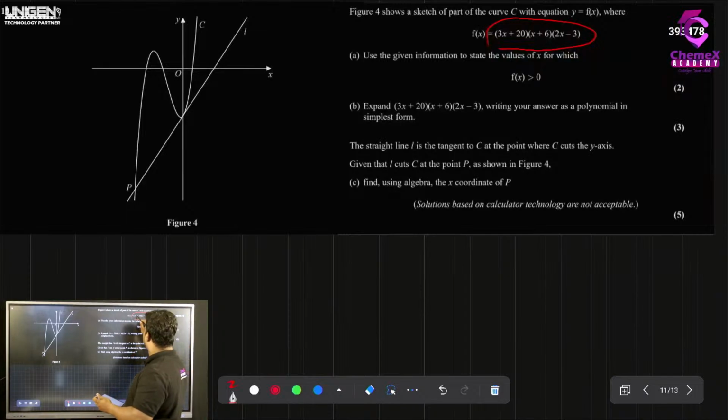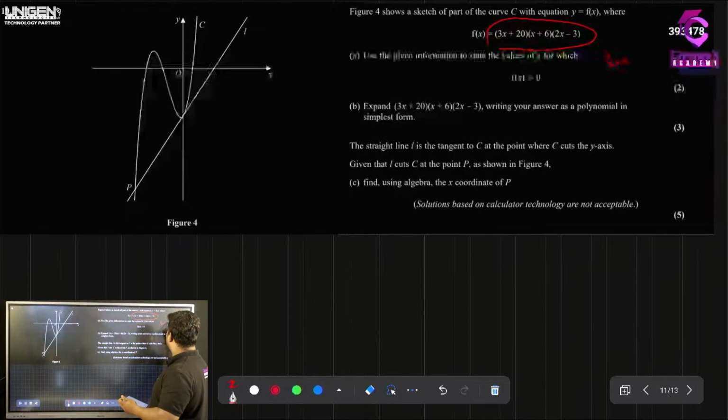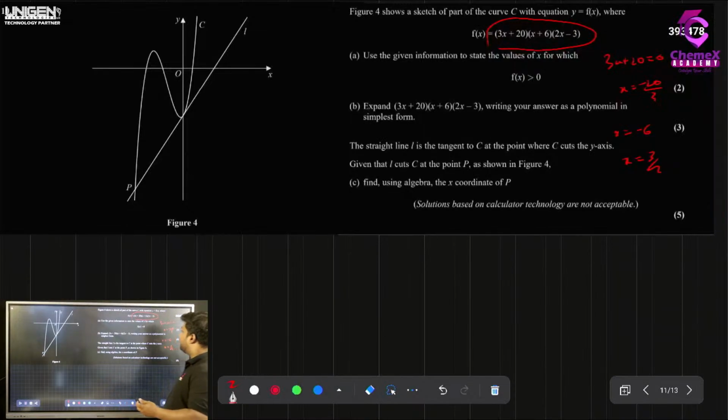If you equate these to zero, 3x plus 20 is equal to 0, then you get x equals minus 20 over 3. The other one, x equals minus 6. And the other one, x equals 3 over 2. So for it to be larger than 0, you have to think about the numbers on either side of them.